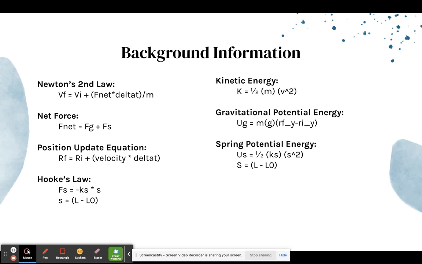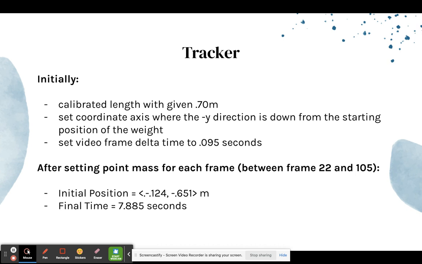And then speaking of tracker, initially it was important that I calibrated the length with the given 0.70 that was found in our lab video. I also set the coordinate axis to be the negative y down from the starting position, and then made sure the frame delta time was correct for the video. And then from our tracker data, I made sure to get initial position information and the final time of the video, so that can be used in our while loop.